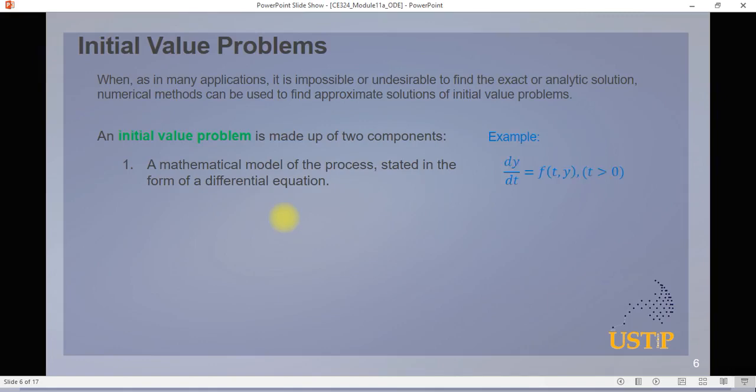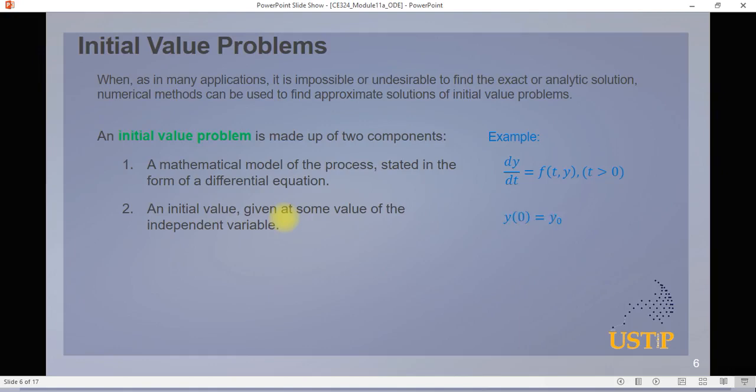So for example, we have this dy over dt equal to a function of t and y, where t is greater than 0. So you have this mathematical model of a process stated in the form of a differential equation. Then second, we have this initial value given at some value of the independent variable.